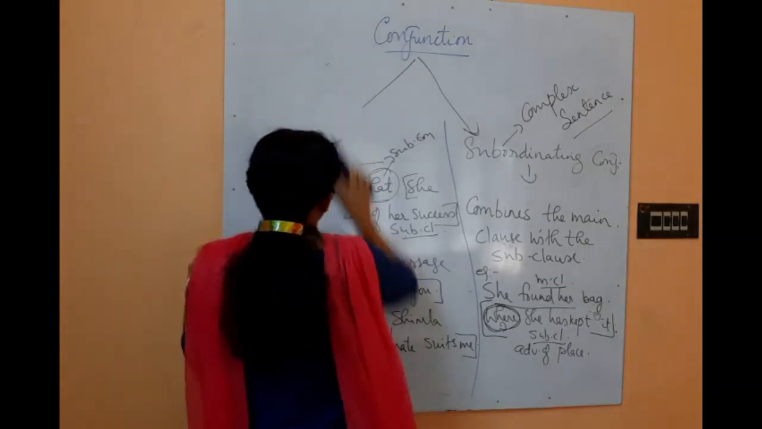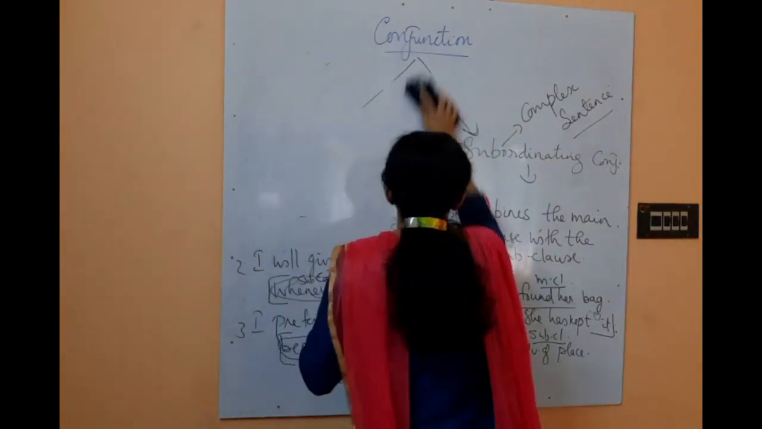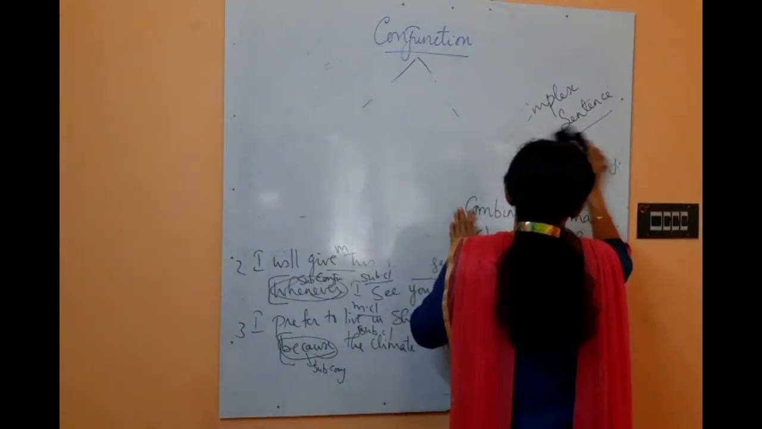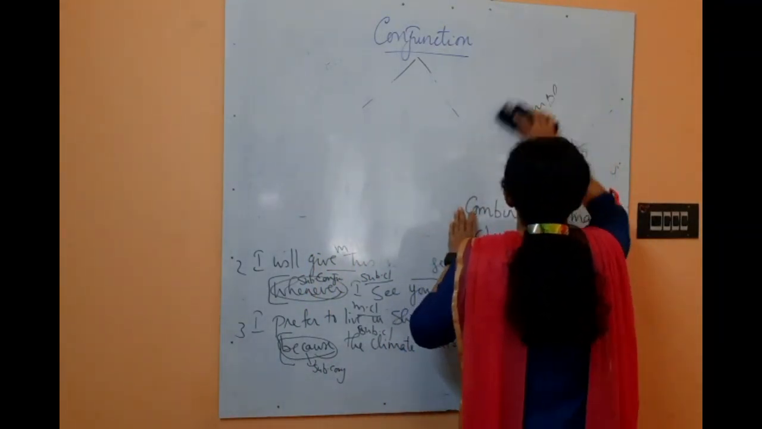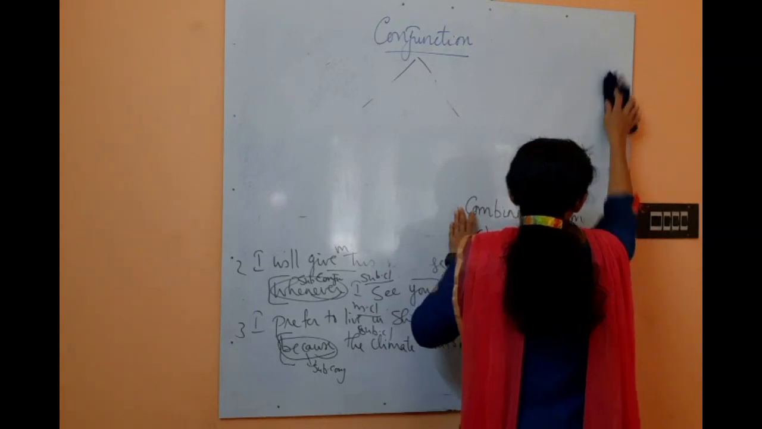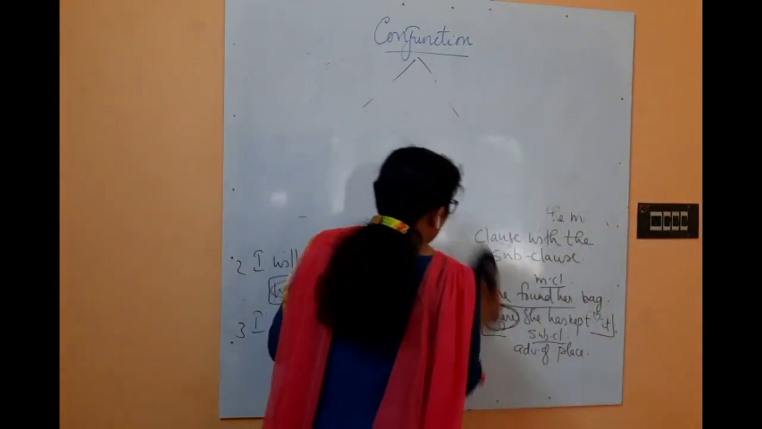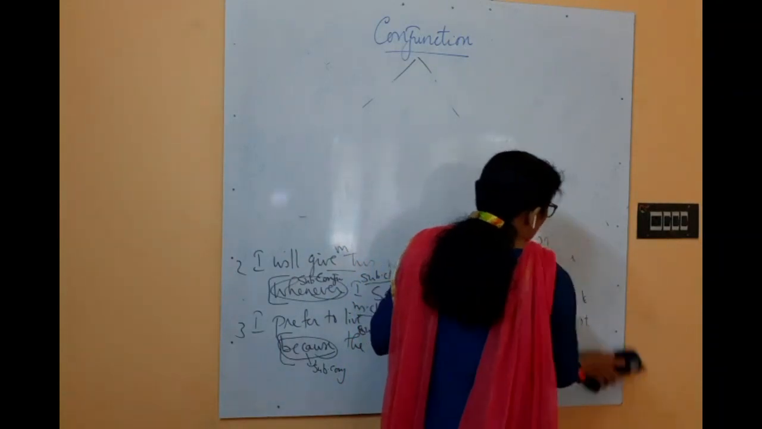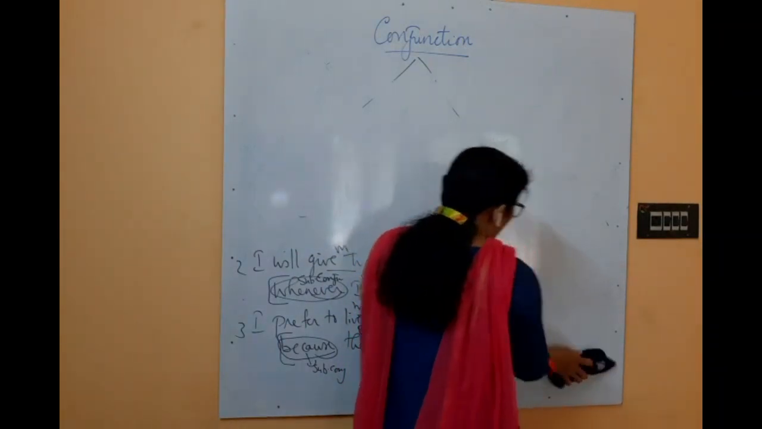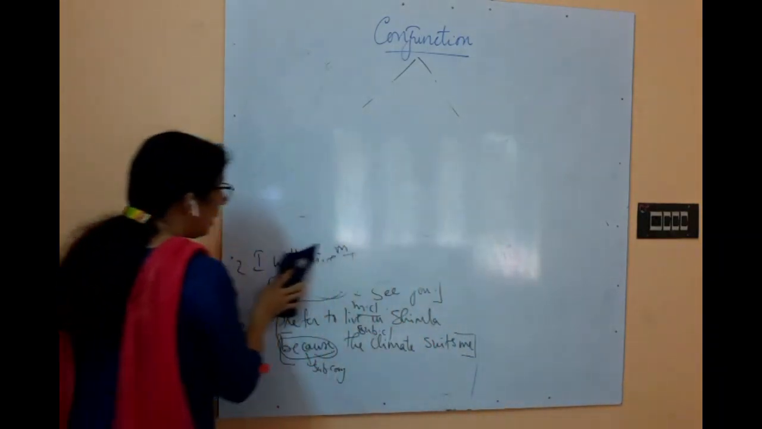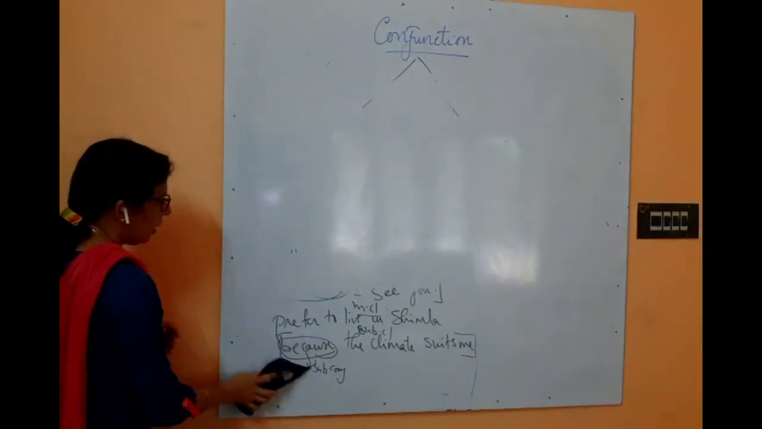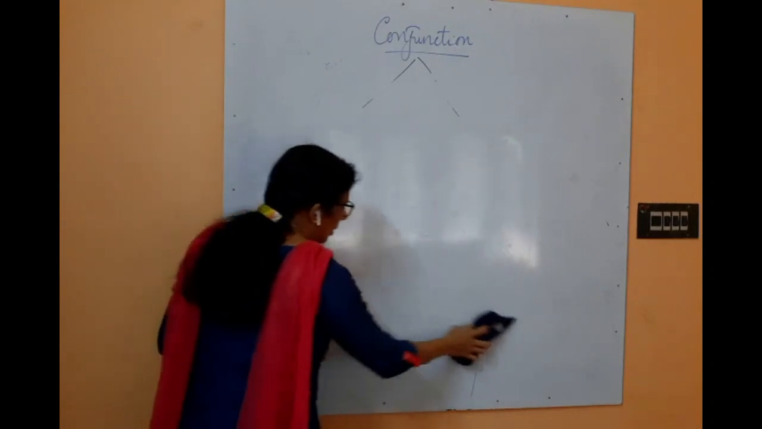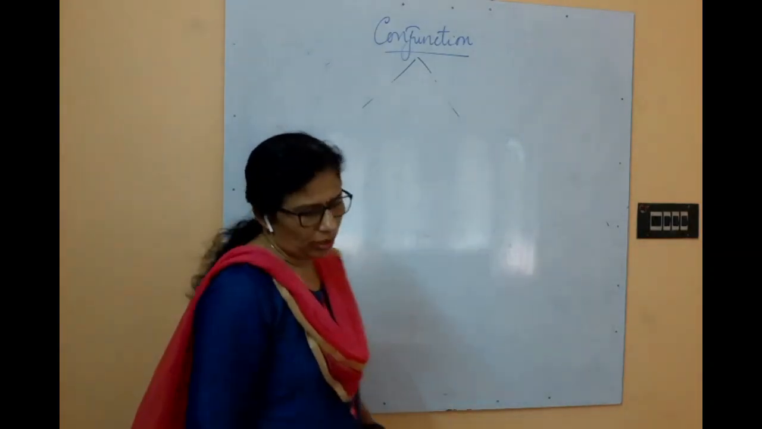Okay, subordinating conjunction combines the main clause with the subclause. Main clause is an independent clause and can stand on its own. Subclause needs the support of the main clause to complete its meaning. And next thing is that subordinating conjunction is used at the beginning of the subclause. So these are the things that you have to remember in connection with subordinating conjunction.